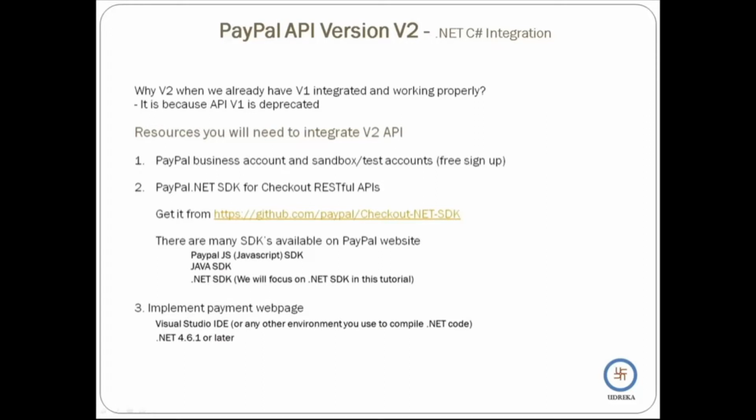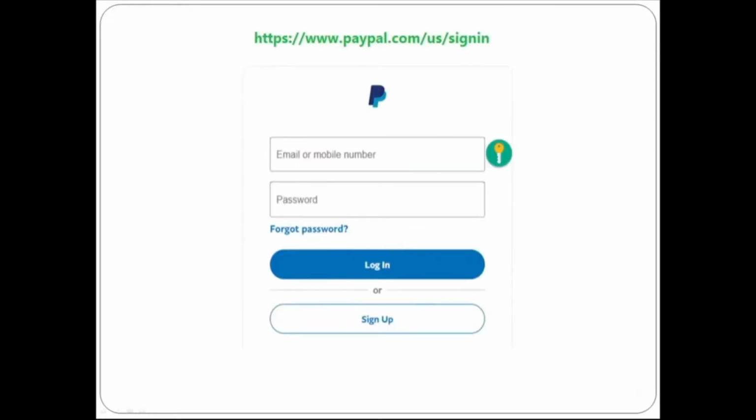So let's start. Let's create a PayPal business account first. Open your browser and type the link shown here. This URL may change by the time you watch the video, but you can easily find it on the PayPal website without issues. Open the link and do not enter anything here. Just click sign up if you don't already have a business account.